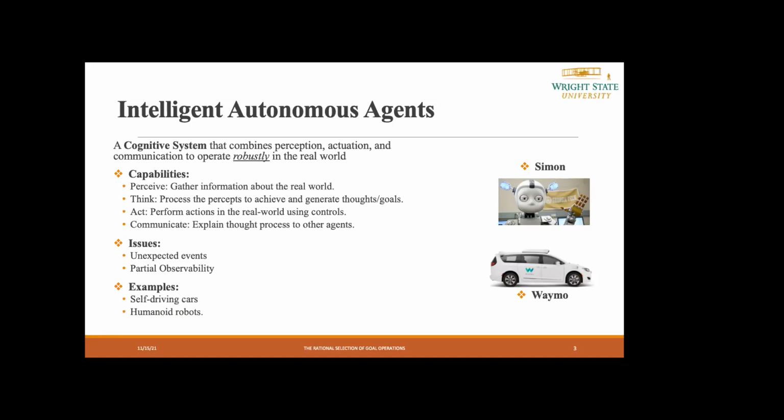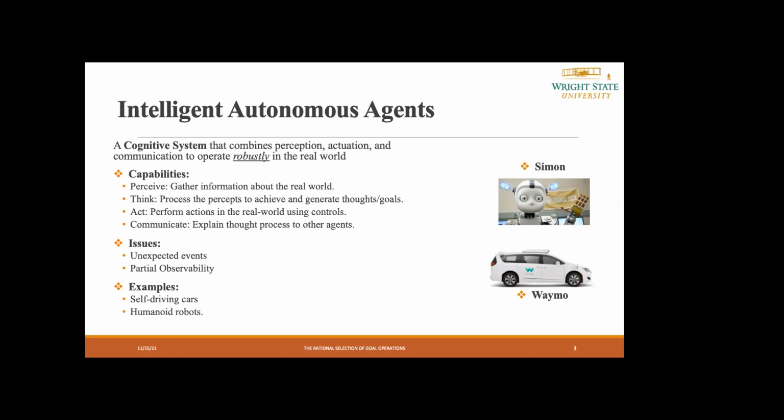And it should also have the capability to act to achieve its goals in the real world using its control mechanisms. And then it should have the ability to communicate, meaning it should be able to explain its thought processes to other agents in the real world, or even to a human as well. So while developing such intelligent autonomous agents, there are several issues that the agent faces.